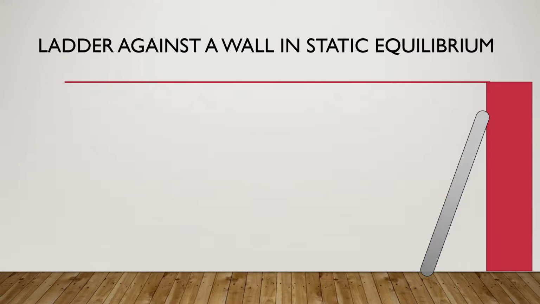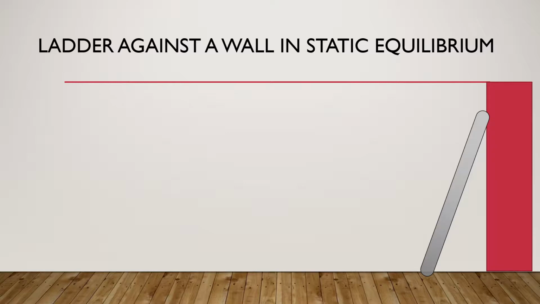A classic static equilibrium problem is a ladder against a wall. So you see over here on the right hand side, I've drawn a red wall. I've got a ladder leaning against it. And because this is an extended object, we have to consider the fact that it can rotate.